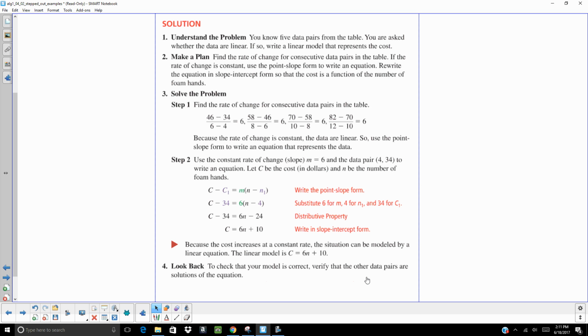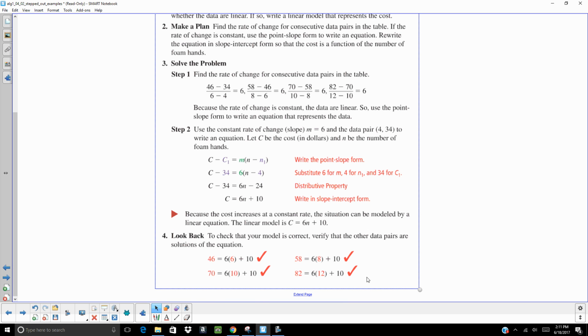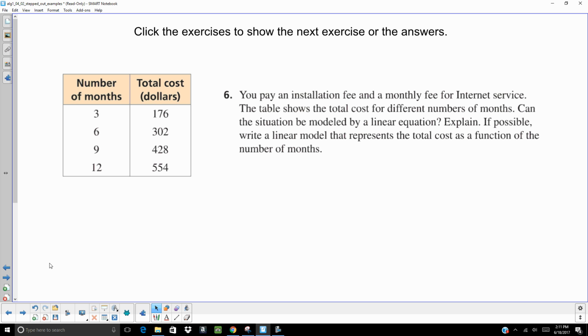And you can go back and verify that other data points fit into that. And they do, so we have done everything correctly. All right, why don't you take a second and try this word problem on your own? Hit pause. When you are ready, hit play, and let's see how you did.